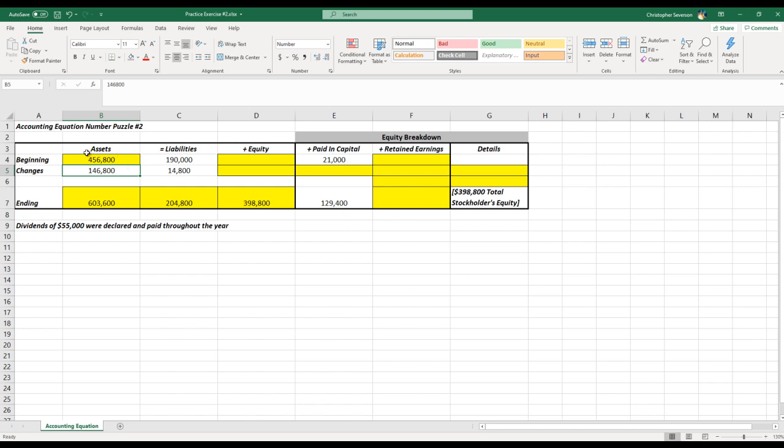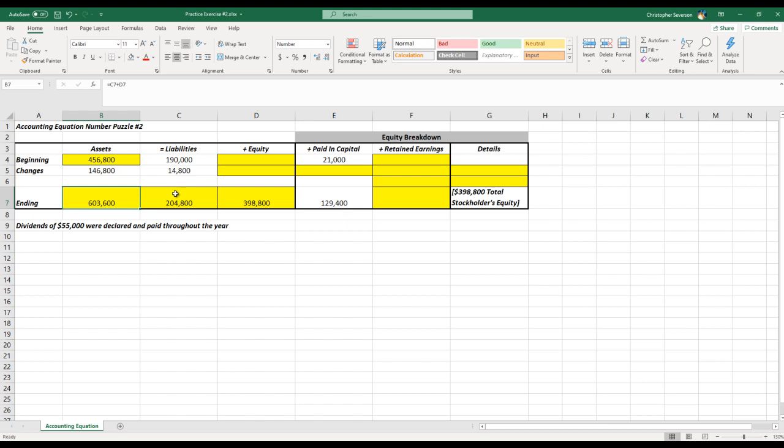The good thing is, once you get that, it's probably a good idea to just double check and work it forward. And yes, indeed, 456,800 plus 146,800 does equal 603,600. So we have that.